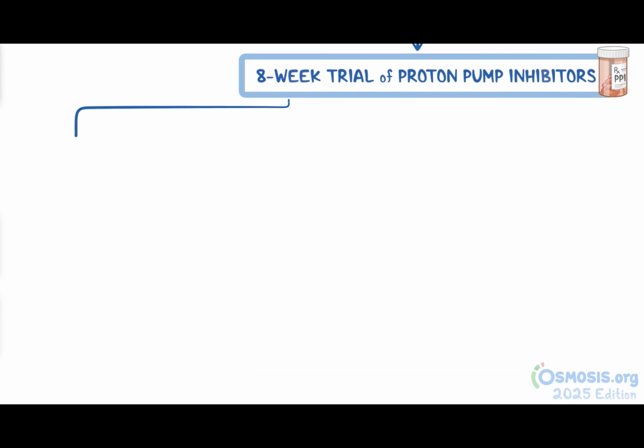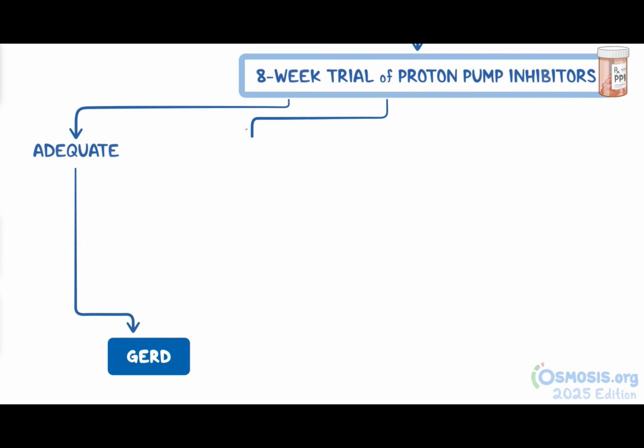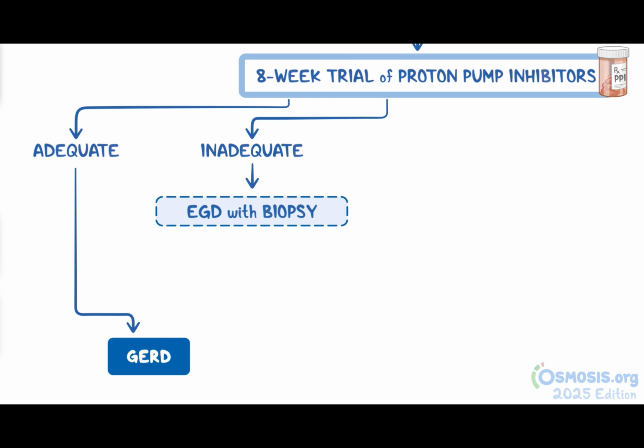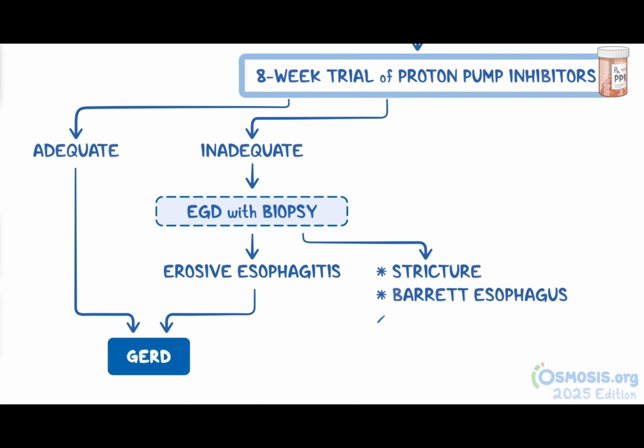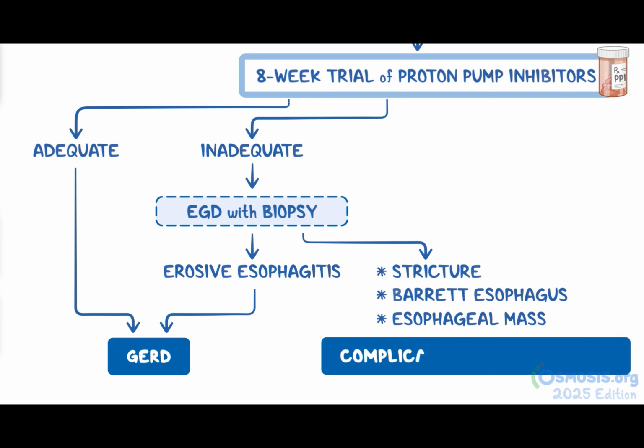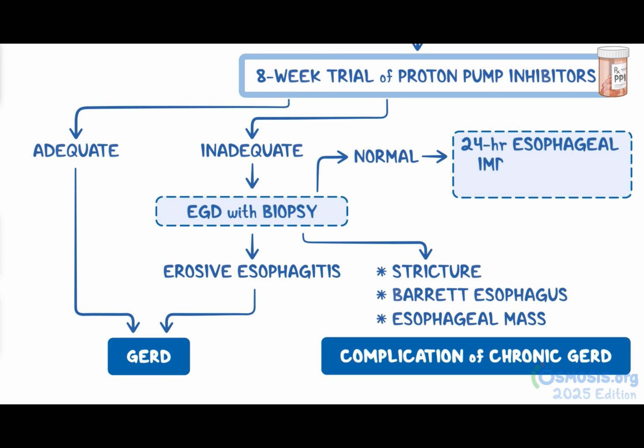If symptoms resolve and are adequate during the trial, diagnose GERD. However, if there is an inadequate response, the next step is to perform an EGD with biopsy. If the EGD shows erosive esophagitis, GERD is confirmed. With findings such as a stricture, Barrett esophagus, or an esophageal mass, a complication of chronic GERD is confirmed. On the flip side, if the EGD and biopsies are normal, then you should proceed with 24-hour esophageal impedance with pH monitoring.